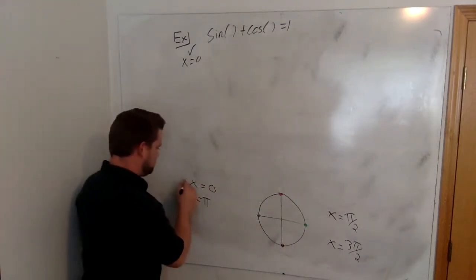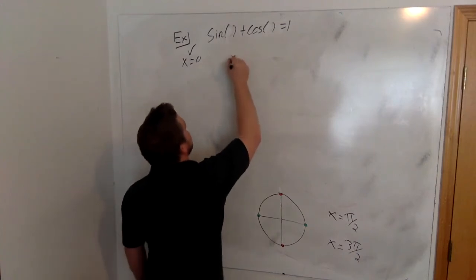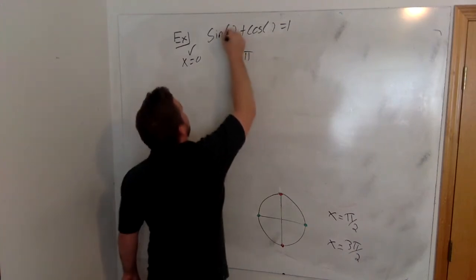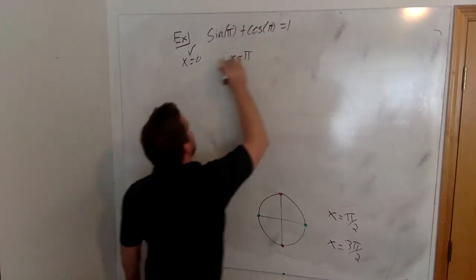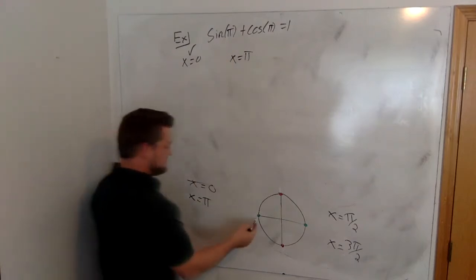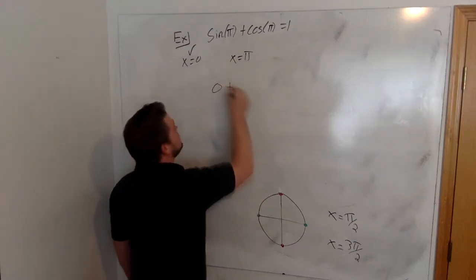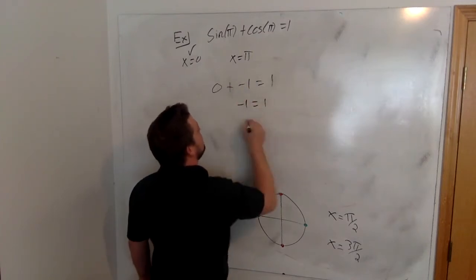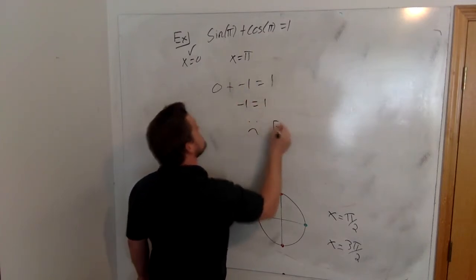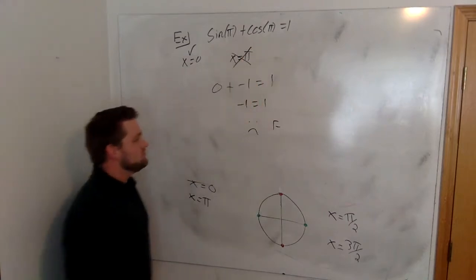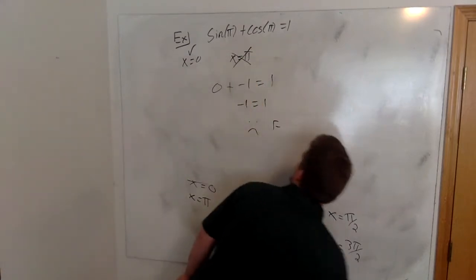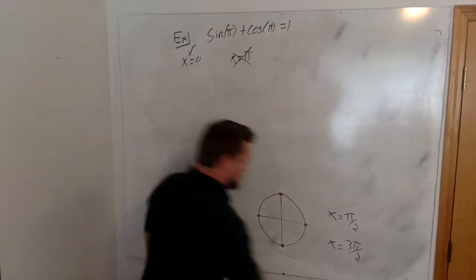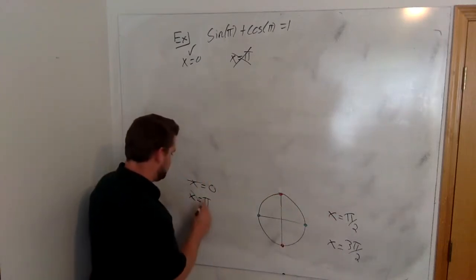You checked this one. Okay, let's check pi. So what if we put a pi in here? Well, sine of pi is 0. Cosine of pi is -1. So we get -1 equals 1. That is a false statement. So this is not a good solution. Cross this one out. No good.